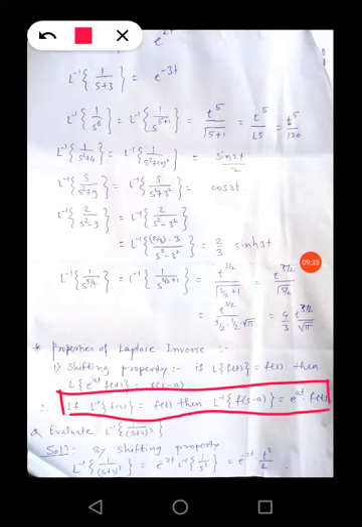So if Laplace inverse of f(s) is equal to f(t), then Laplace inverse of f(s minus a) is equal to e raised to at into f(t). So we are going to evaluate one example by using this property.